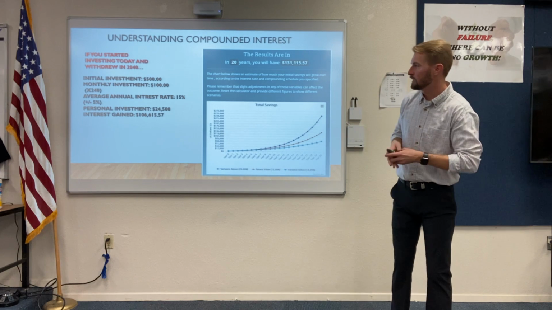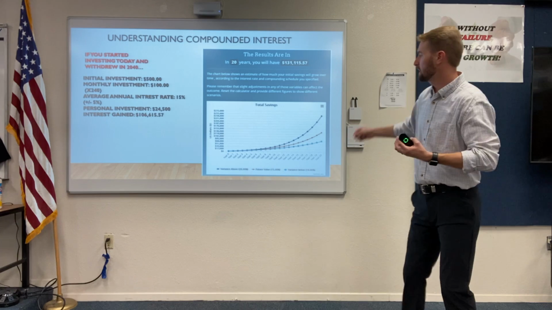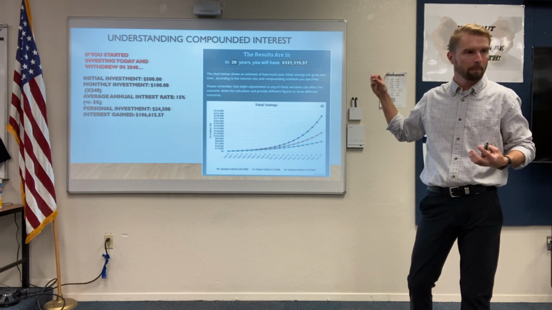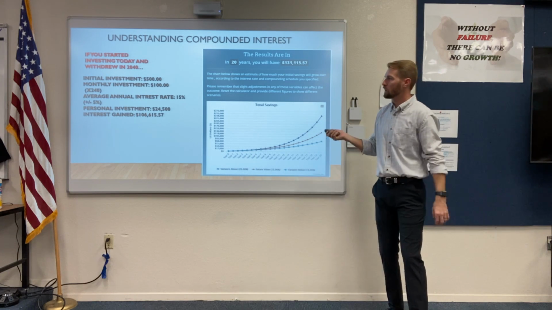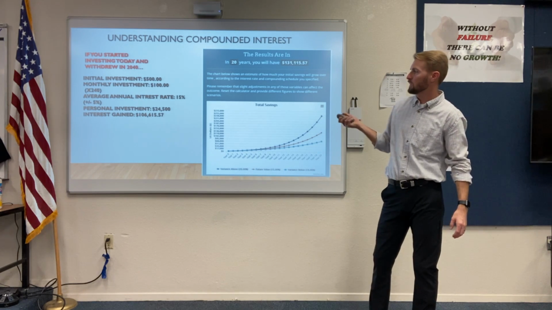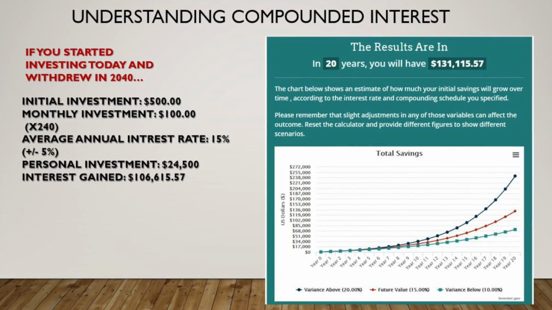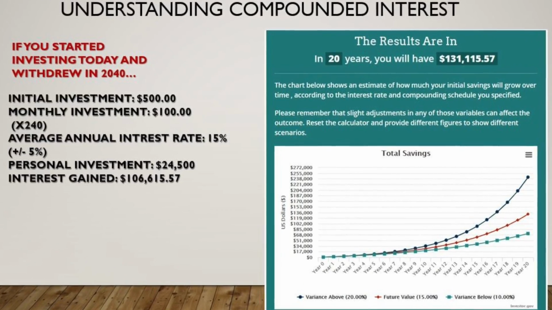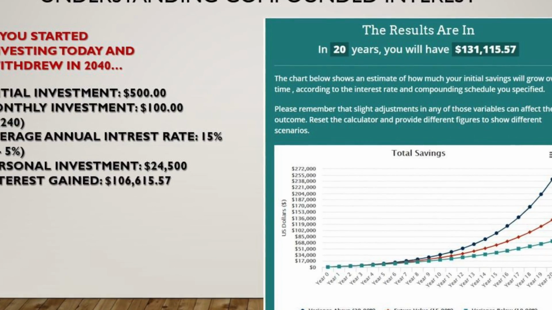But this is the beauty of compounded interest when it comes to capital gains. By putting it in an account that grows and builds on itself, the longer you leave it in, the better your returns are. So using a compounded interest rate of 15%, plus or minus 5 every year, basically your investment in this is $24,500. The interest alone that you've made is $106,615.57.